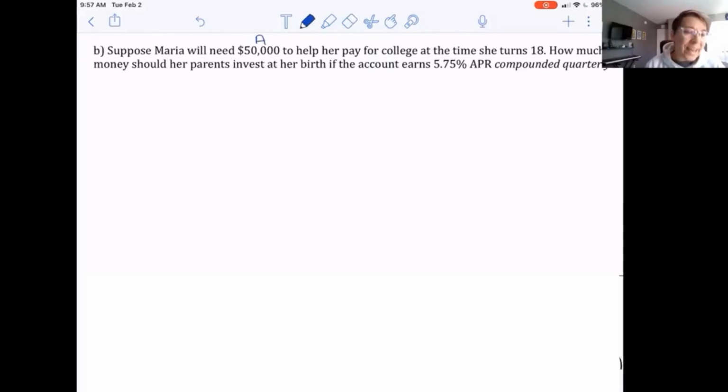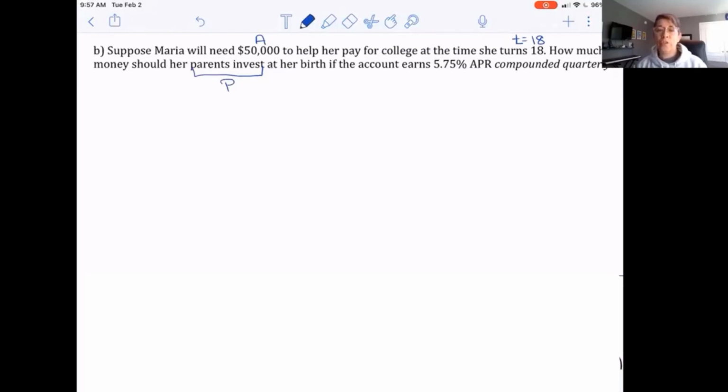For the next question, it says, suppose Maria will need $50,000 to help her pay for her college education. This means we want that to be our account balance at the time she turns 18, so in 18 years. So how much money should her parents invest? Okay, so we're looking for the principal amount this time, our initial value.